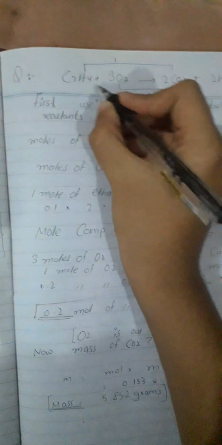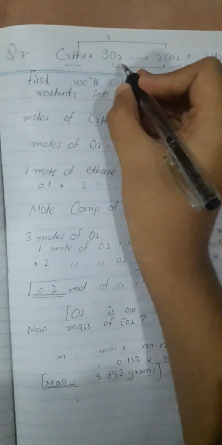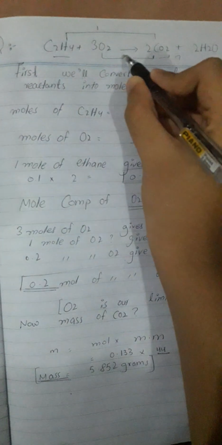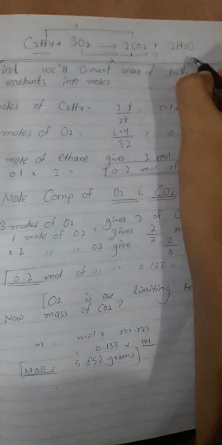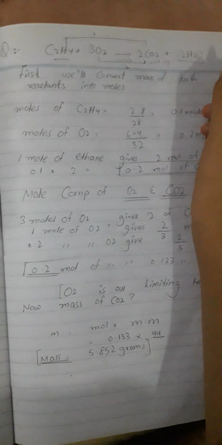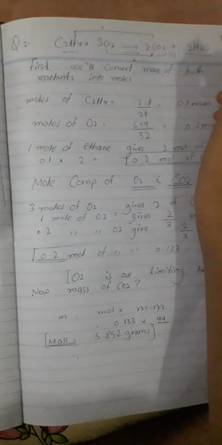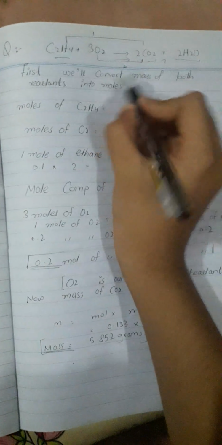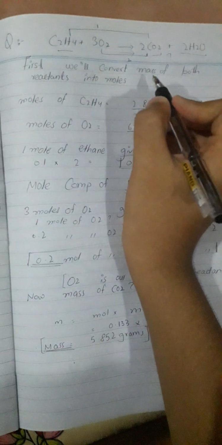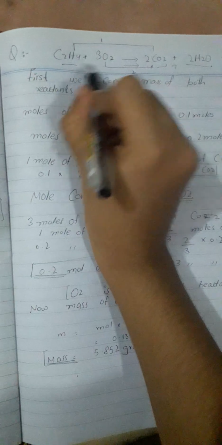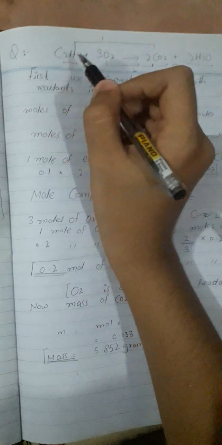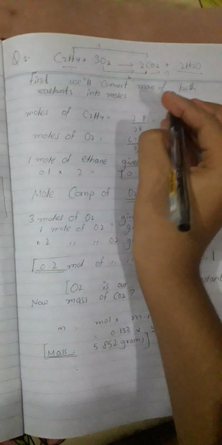Okay, again. Now this is our equation: C2H4 plus 3O2 making 2CO2, carbon dioxide, plus 2H2O. This is our balanced chemical equation, and you will solve it this way. First we'll convert the masses of both reactants into moles. We'll convert the masses of both reactants, oxygen and ethene, to moles. These are the masses.